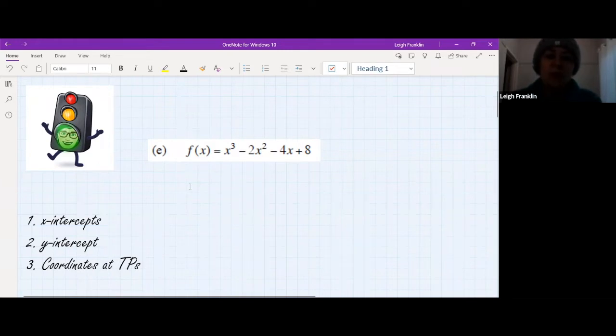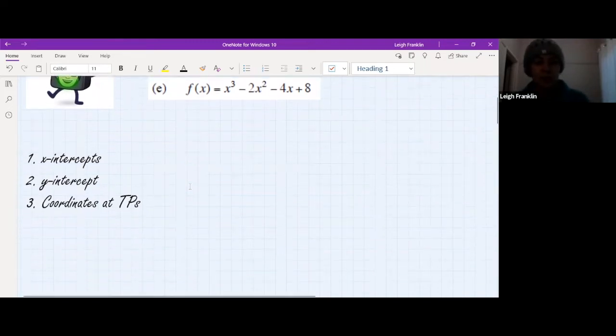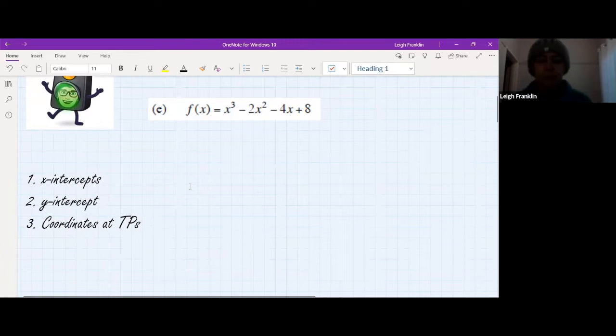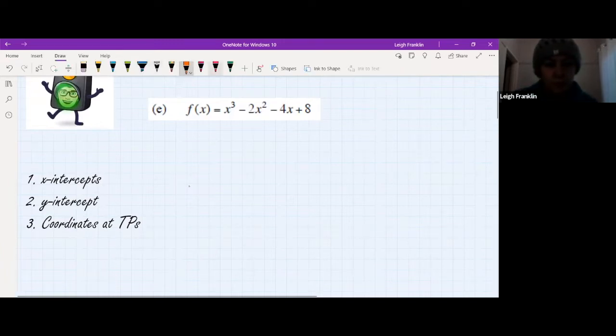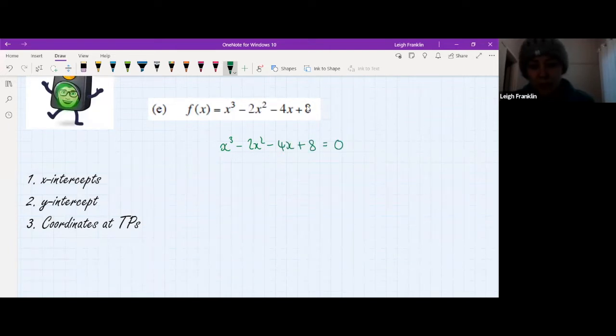Can anybody tell me, if they ask you to calculate the coordinates of the x-intercepts of a cubic function, what are you going to do? What's the first thing that you will need to do? Perfect. Okay, so Atlichang in the chat says take x cubed minus 2x squared minus 4x plus 8 and set it equal to 0. Perfect. Wonderful.